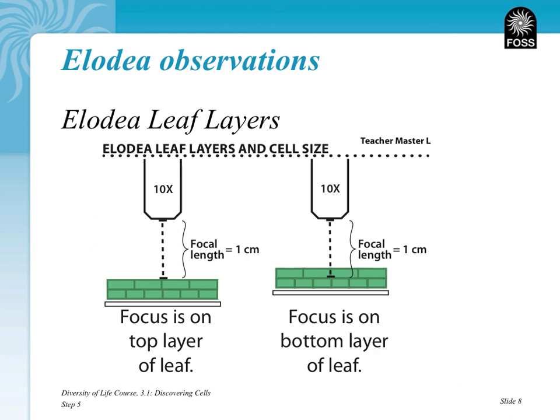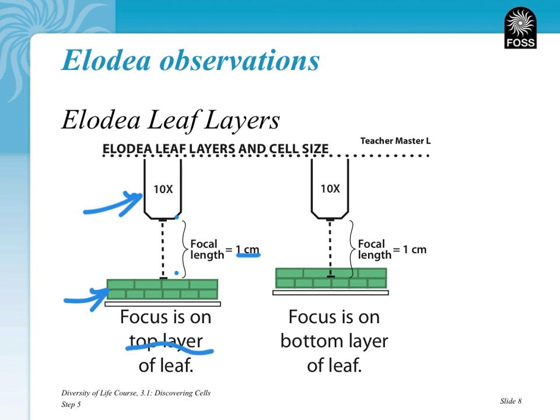Here's a visualization of what you might look at if you were to look at the Elodea leaf on the stage, on the slide, and then having your 10 power microscope objective lens as it's looking through. So on this one, the focal length will be 1 centimeter, so that's going to be how big it is from the end of the lens to the top of that particular leaf. That will focus on the top layer.